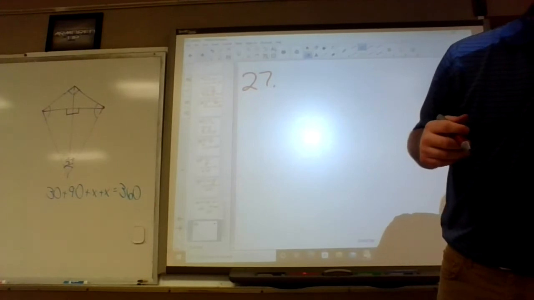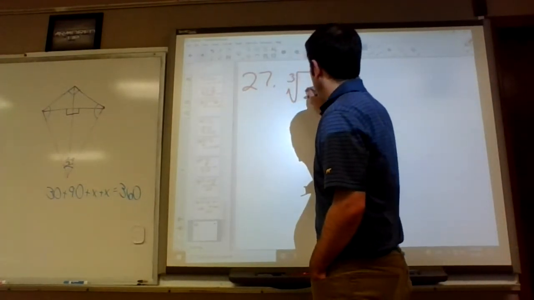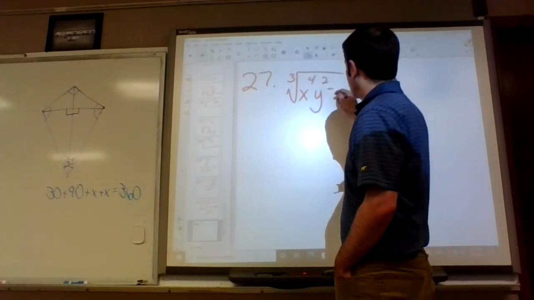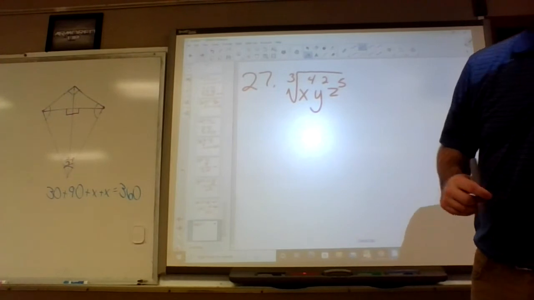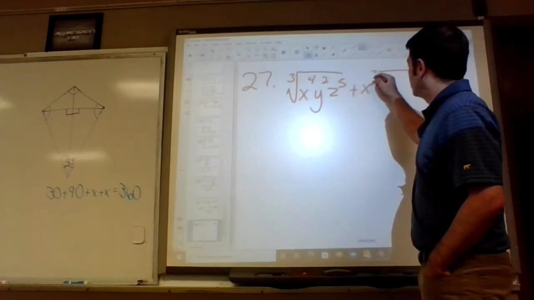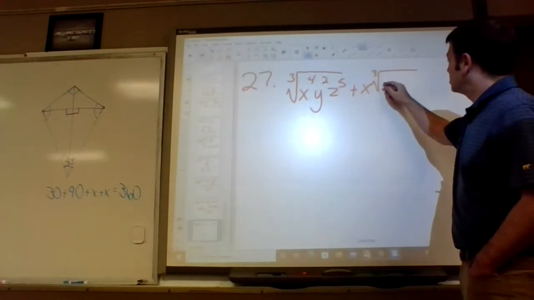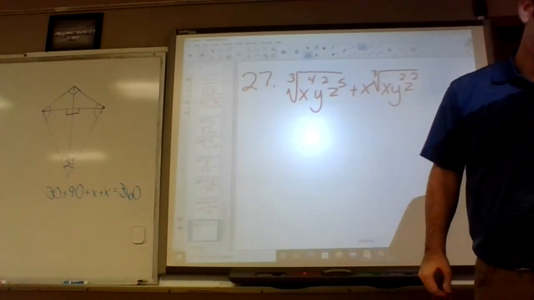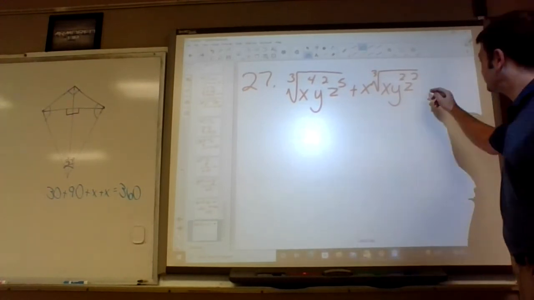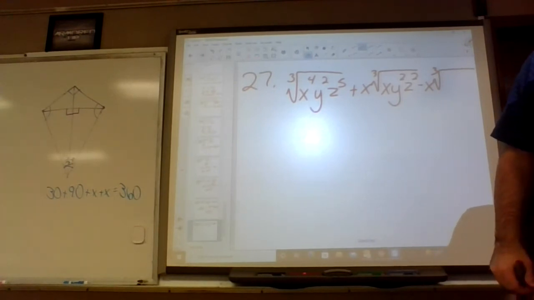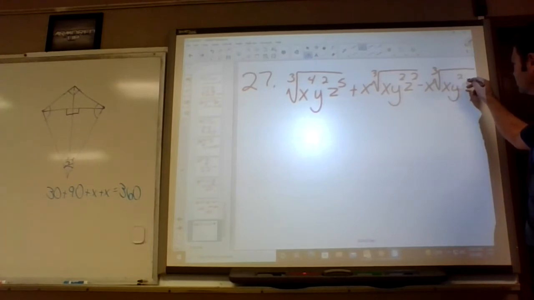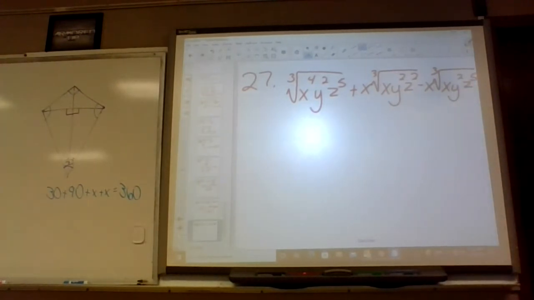Cube root of x to the 4th, y squared, z to the 5th. I think I didn't write that right. x to the 4th, y squared, z to the 5th. Okay, that's right. Plus, minus x cube root. Looks about as messy as the last problem. There's no numbers on this one. That might make it a little bit easier, although we didn't really do anything with the numbers in the last problem.